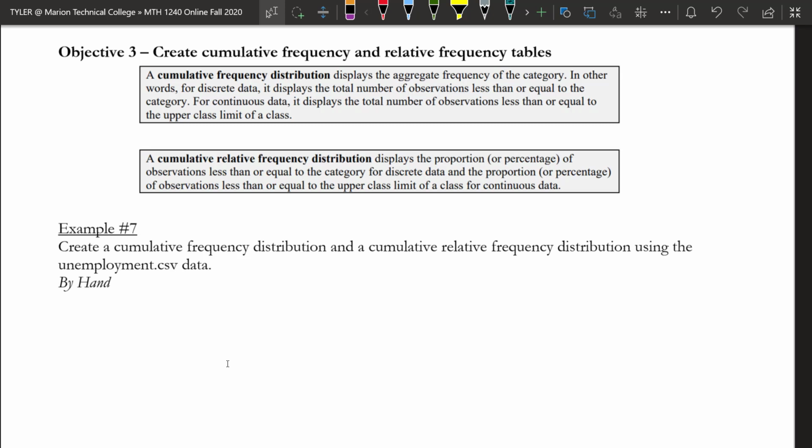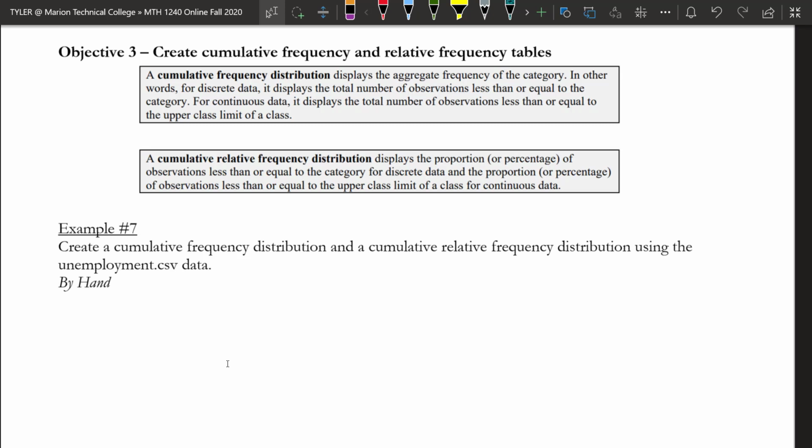And then a cumulative relative frequency distribution is going to display the proportion or percentage of observations less than or equal to the category for discrete data, and the proportion or percentage of observations less than or equal to the upper class limit of a class for continuous data. Right?